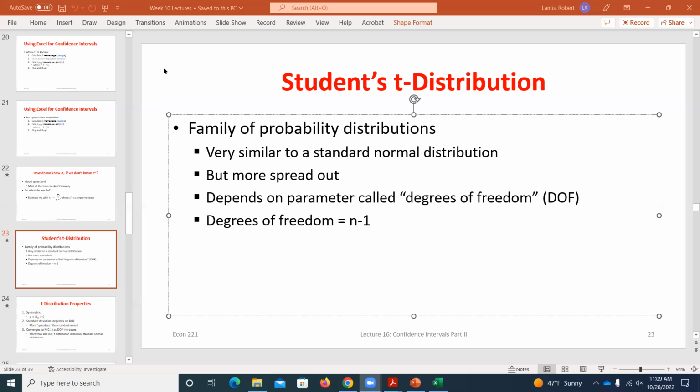And before, when we were trying to look up that z value that gave us alpha over 2 on either side of our confidence interval, we're still doing that. It's just that it's no longer a z value. It's coming not from the standard normal distribution, but from what we'll call these student t distributions.